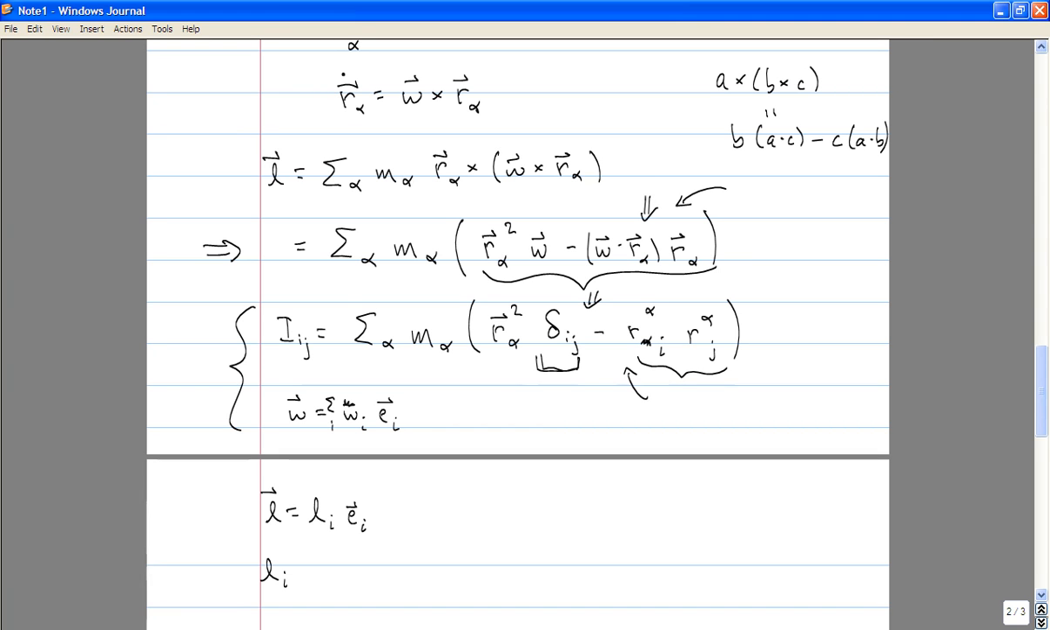In the same way that the linear momentum is the mass times the linear velocity. Remember I told you yesterday that the inertia tensor plays the same role for rigid bodies that mass plays for particles undergoing linear motion. And so just as the linear momentum is the mass times the linear velocity, the angular momentum is the inertia tensor times the angular velocity. So L i is the sum over j, I ij, omega j.